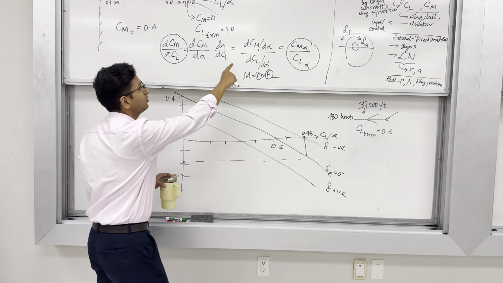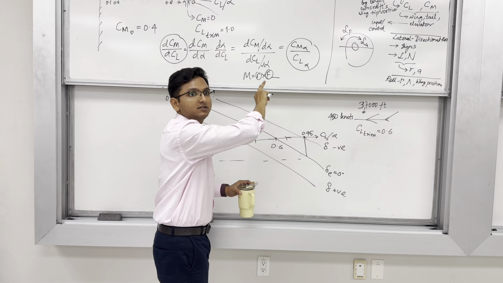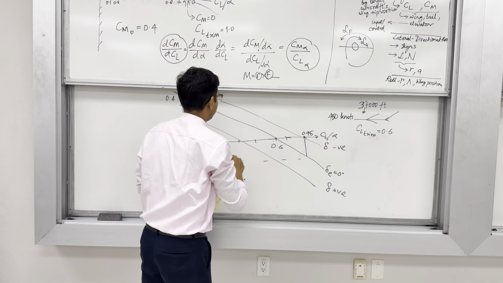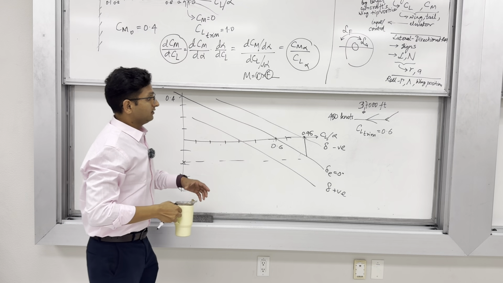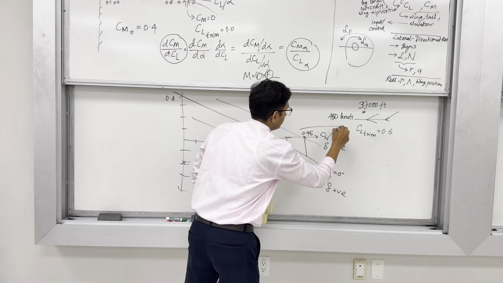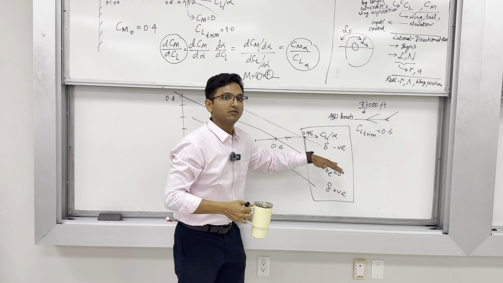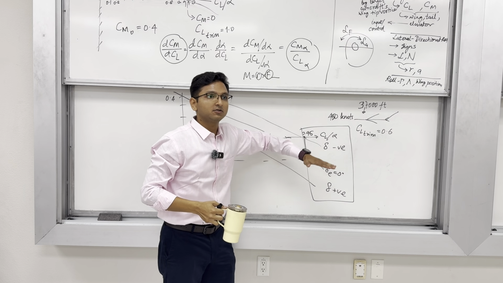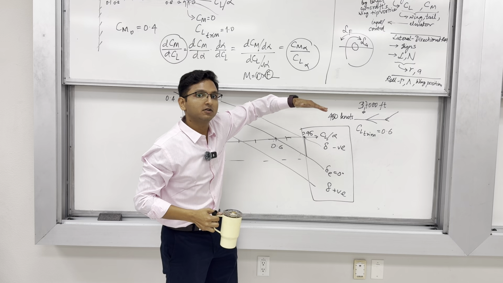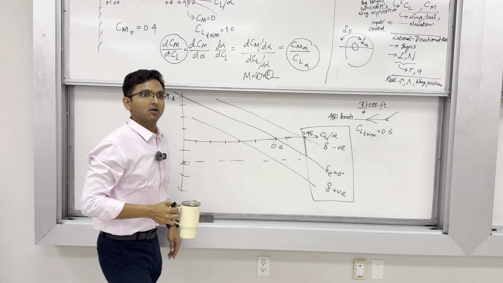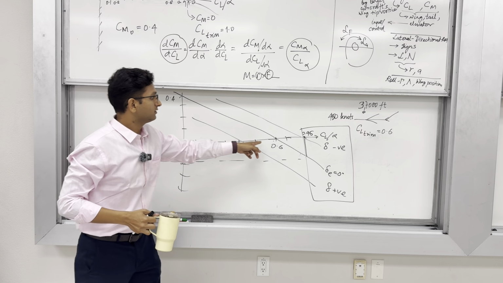Essentially, I have just shown you that you can derive dCM/dCL from the CM alpha graph as well as from the CM CL graph. And then the last thing that is very crucial to understand in this graph is that if you give a negative deflection, your curve moves upward, and if you give a positive deflection, your curve moves downward. Okay? And this is what is required.